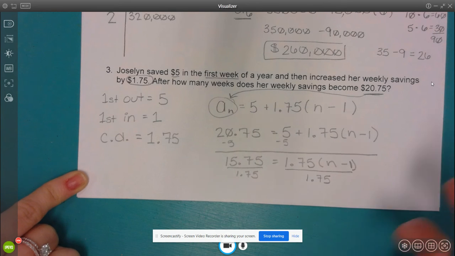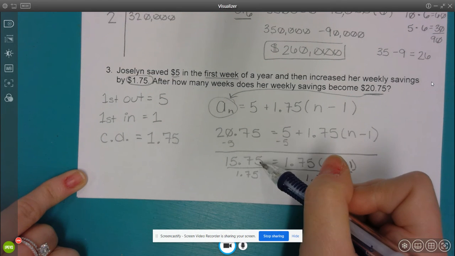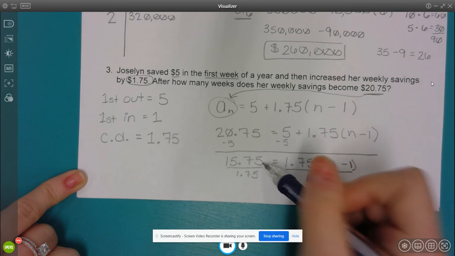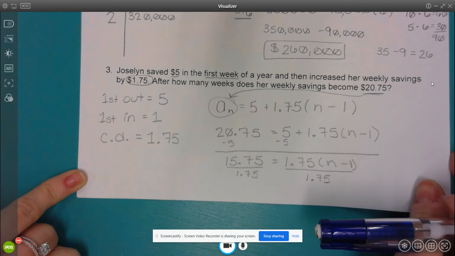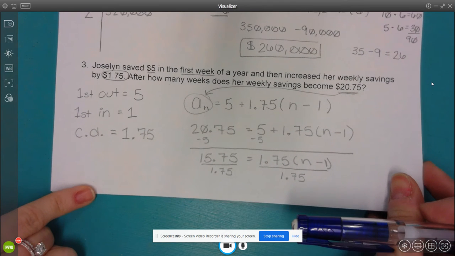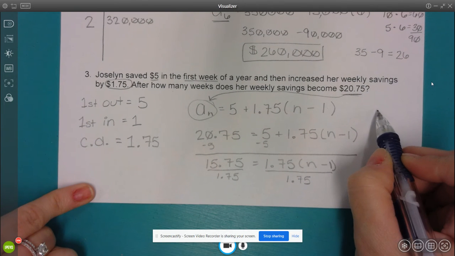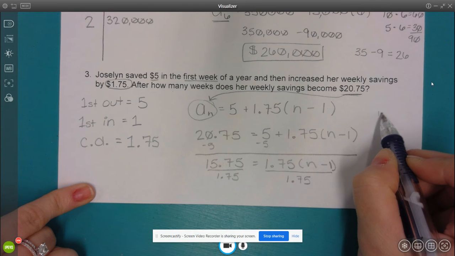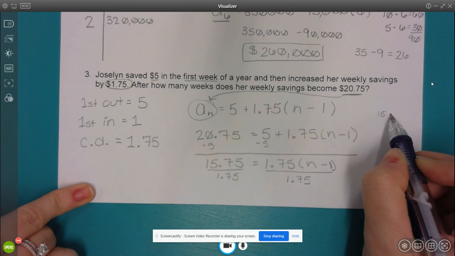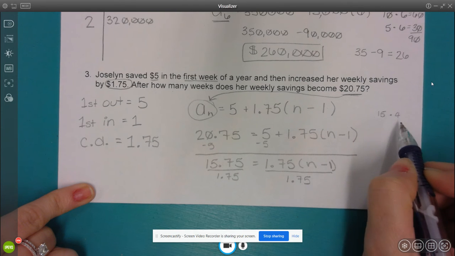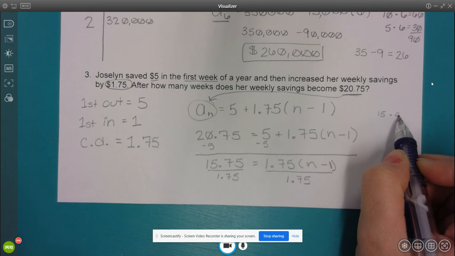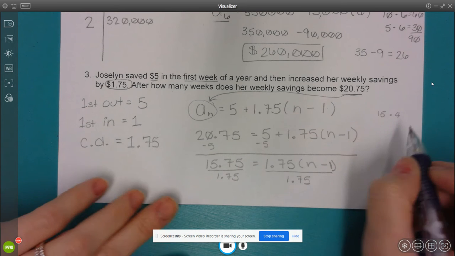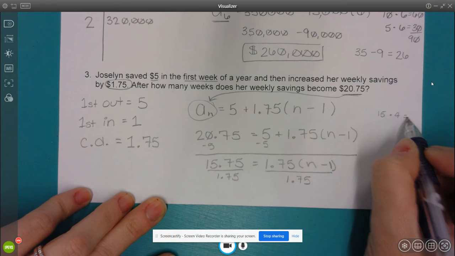Now you could do this with your calculator very quickly. Since it's 0.75, I'm going to think of this as quarters. So how many quarters are in $15.75? Well, 15.75 is $15. Each of those is 4 quarters. So 15 times 4 is going to give me 60.